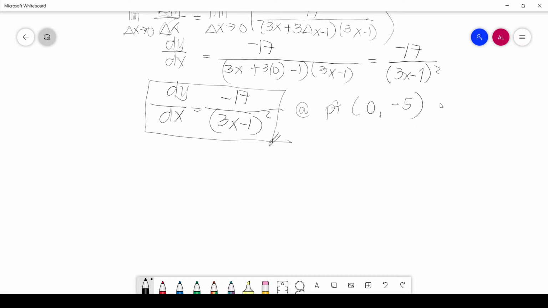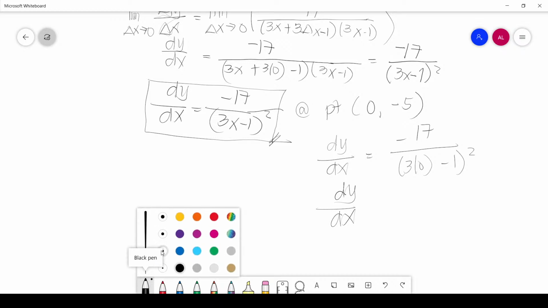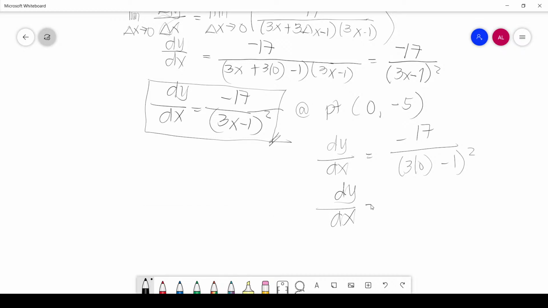Okay, at point 0, negative 5, the slope is, substitute ko na lang agad, where x is 3 times 0 minus 1 squared. dy over dx, that is negative 17 over 1 squared, or that is negative 17. So that is the slope.